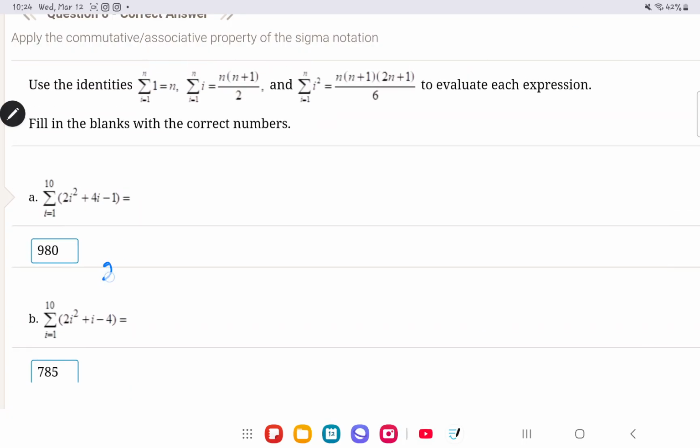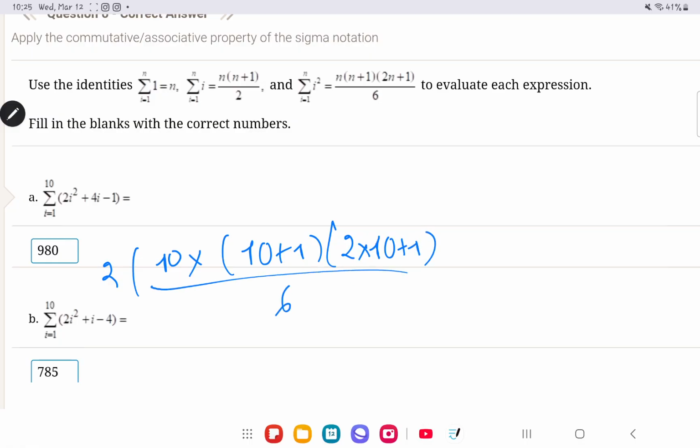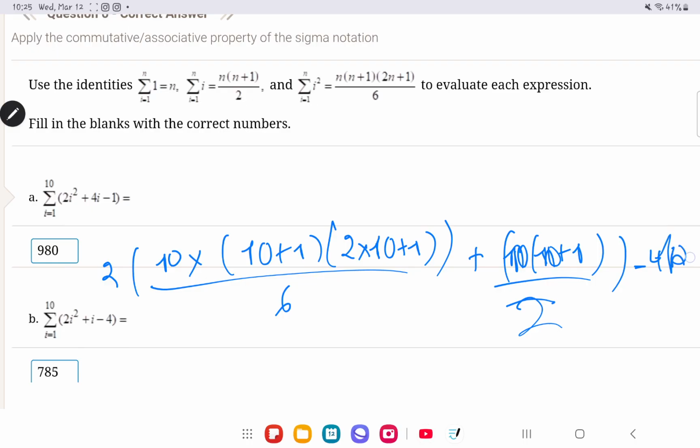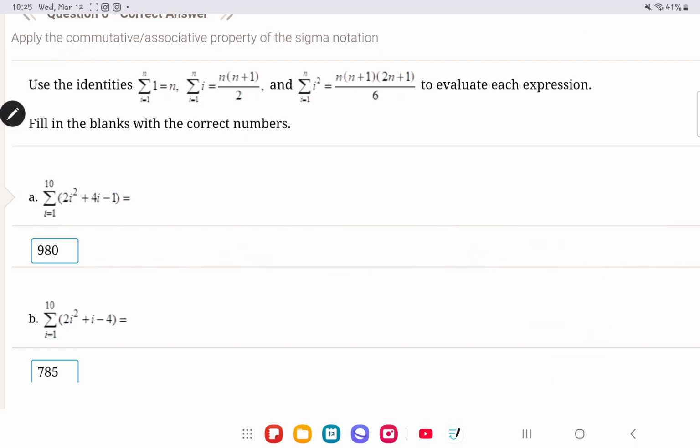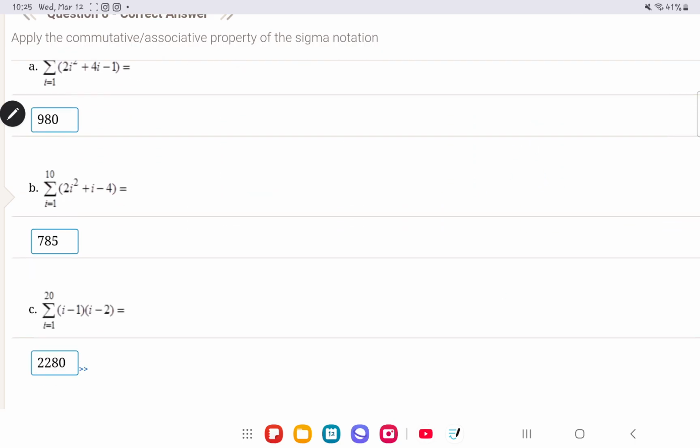For part B, again, we would do something similar. So it would be 2 times 10 times 10 plus 1 times 2 times 10 plus 1 over 6 plus n times n plus 1 over 2 minus 4n, and you substitute the n by 10. So you will put it on the calculator and you will get an answer of 785.